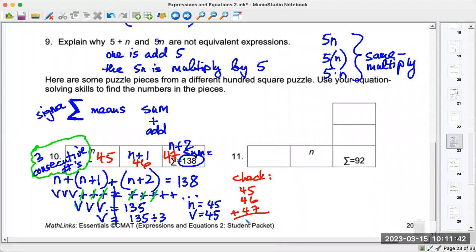Yep. I checked it out. Make sure I'm correct. Yep, see how that matches? So we found the right numbers. So the key is to find these numbers that add up to 138, and they're consecutive next to each other in our 100 chart. Correct?